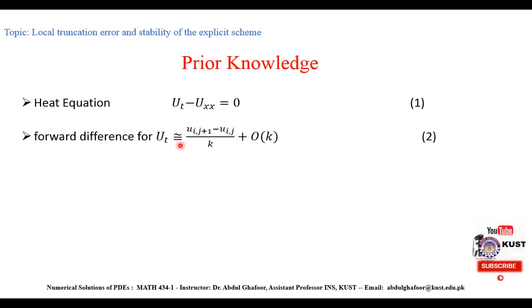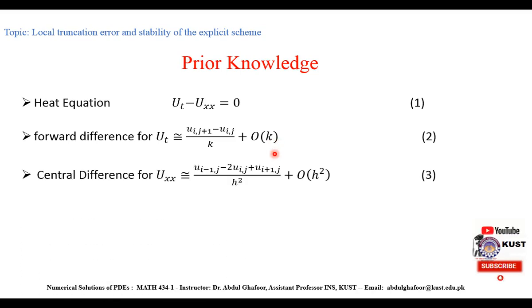Forward difference scheme for ut is approximately equal to u(i,j+1) minus u(i,j) divided by k plus order of k, where this order of k represents the rest of the series having higher powers of k. Central difference for uxx is approximately equal to u(i-1,j) minus 2u(i,j) plus u(i+1,j) divided by h square plus order of h square.